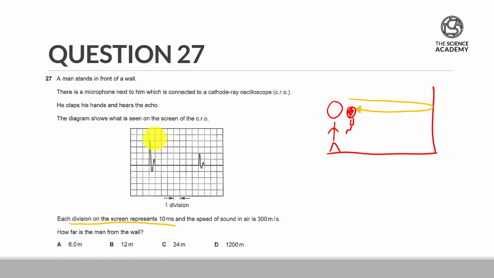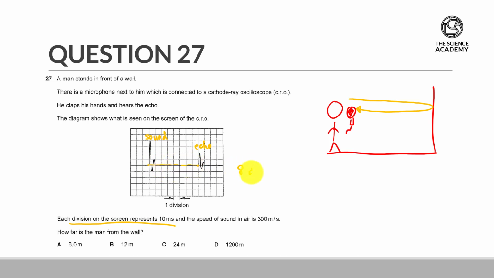So now if we look at the CRO trace, obviously we have the big trace, which is the sound of the initial clap, and the small trace is the echo that is received back at the microphone. Now, if we count the number of divisions between the sound and the echo, remember we have to go from start to start. So if we count, we have 1, 2, 3, 4, 5, 6, 7, 8 divisions.